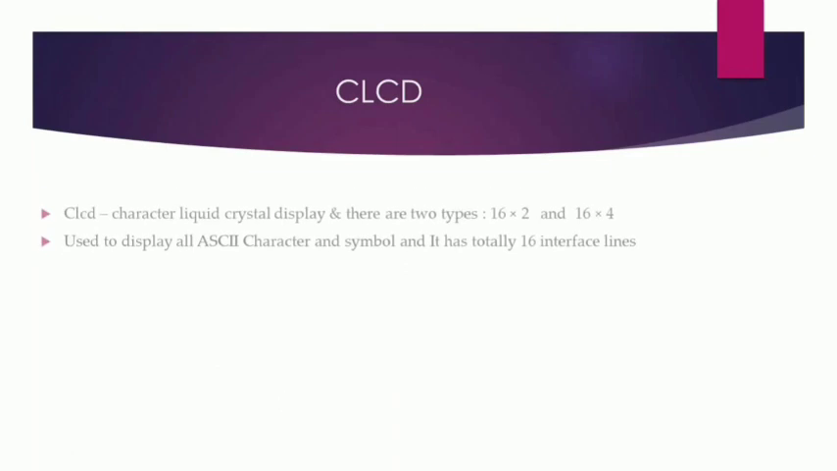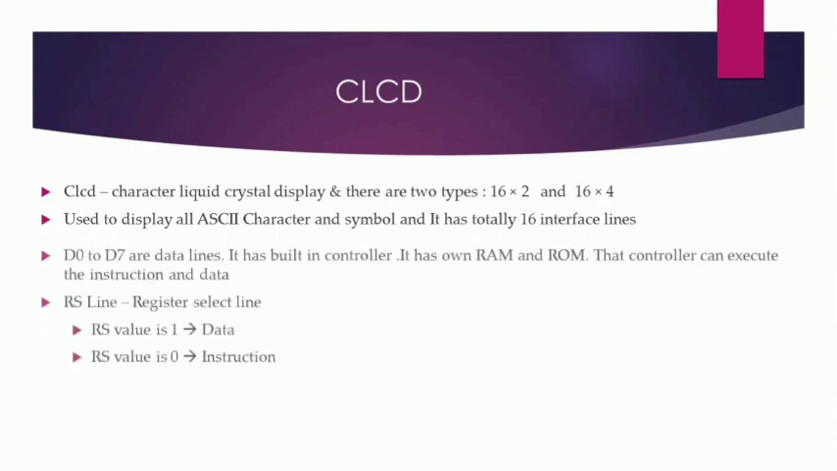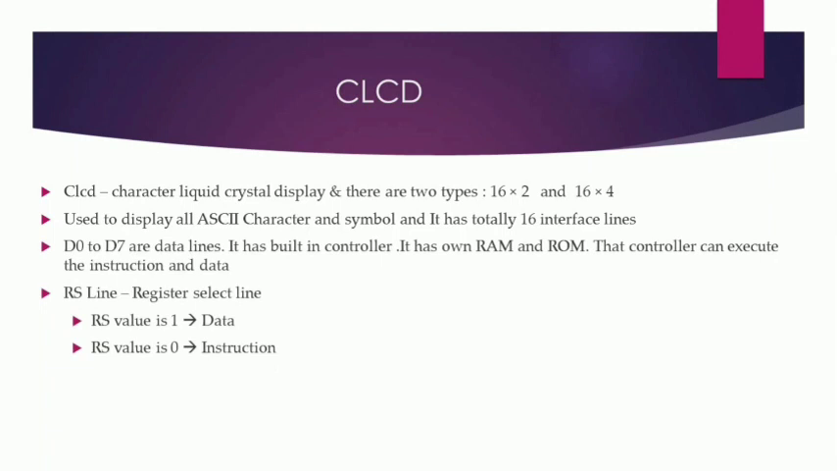Let's move on to CLCD. CLCD is character liquid crystal display, and there are 2 types: 16x2 and 16x4. It is used to display all ASCII characters and symbols. It has only 16 interface lines. The 16x2 is what we used in this simulation. D0 to D7 are the data lines. It has a built-in controller with its own RAM and ROM. The controller can execute the instruction and data.